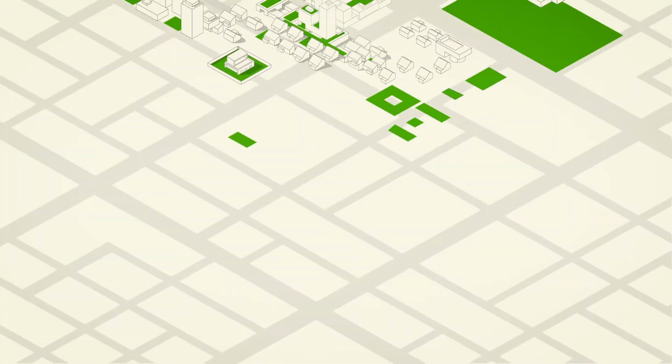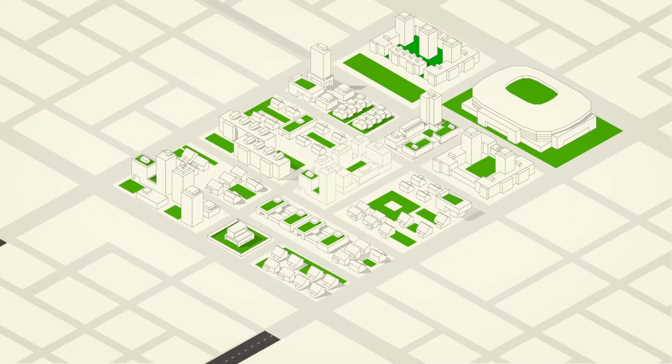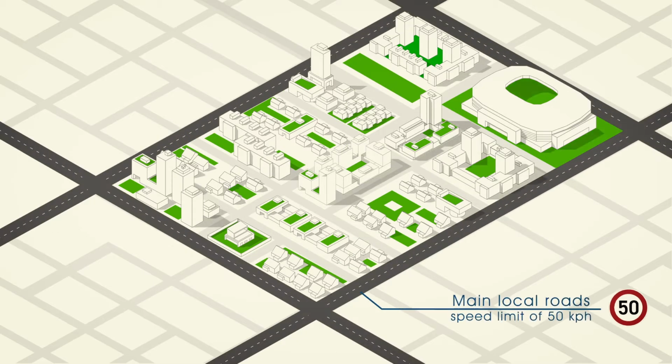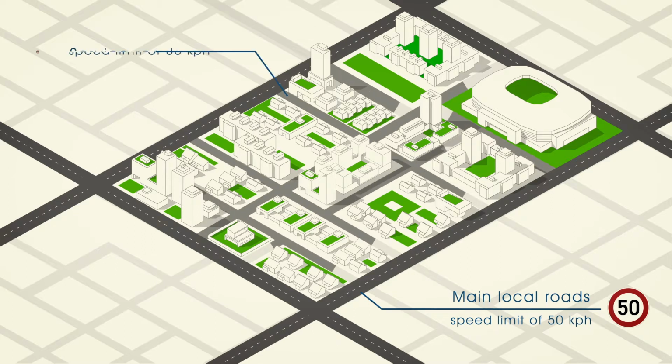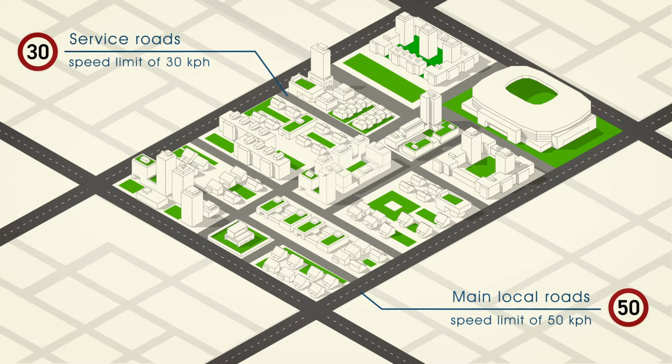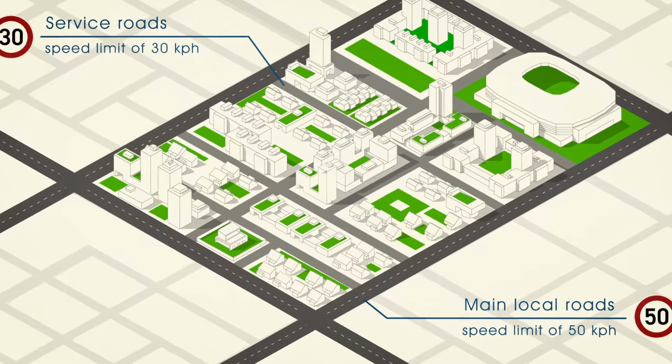Area-wide traffic calming is based on a division of roads by their core functions to main urban roads with the speed limit of 50 km per hour and service roads with the speed limit of 30 km per hour or lower.